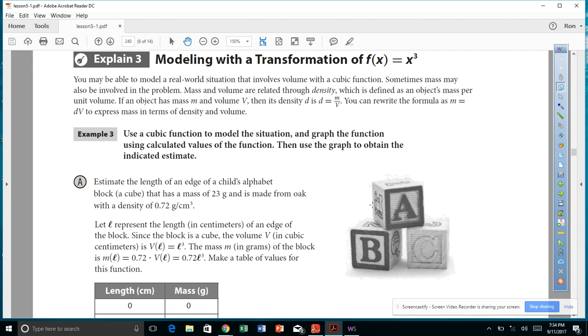Modeling with a transformation of f of x equals x cubed. You may be able to model a real-world situation that involves volume with a cubic function. Sometimes mass may also be involved in the problem. Mass and volume are related through density, which is defined as the object's mass per unit volume. If an object has mass m and volume v, then its density d equals mass divided by volume. You can rewrite the formula as mass equals density times volume to express mass in terms of density and volume.